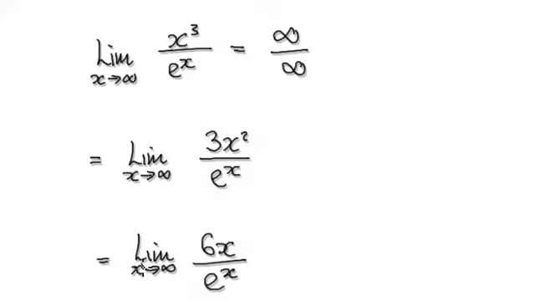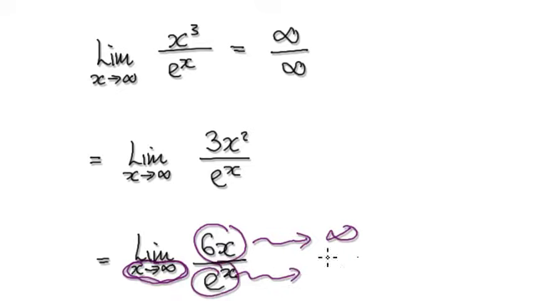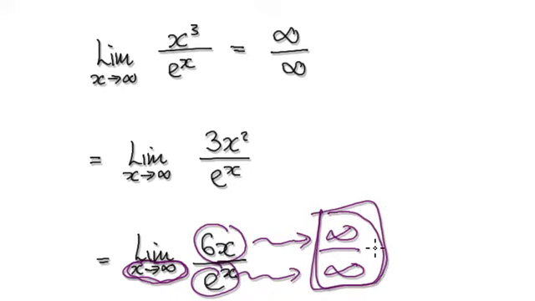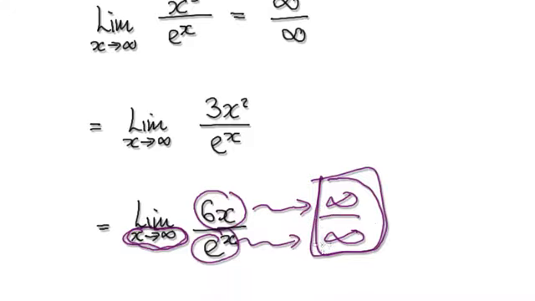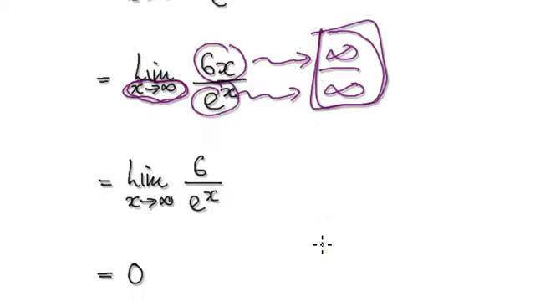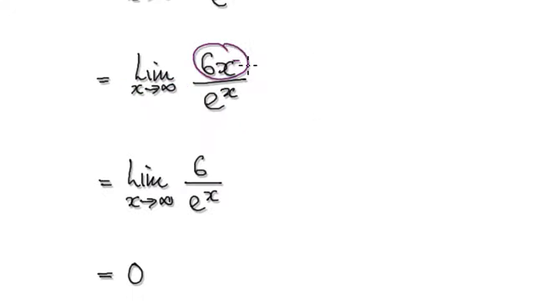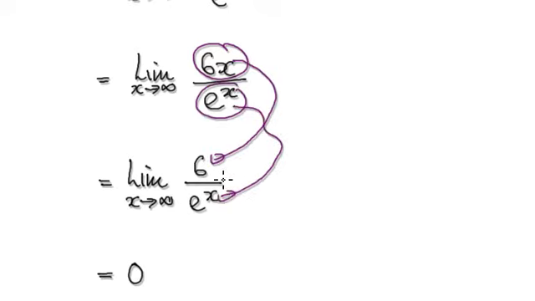Now check. So as x tends towards infinity, this thing here is heading towards infinity. As x tends towards infinity, this thing here is also heading towards infinity. So now we've got another case of infinity over infinity. If we have a case of infinity over infinity, then we can apply L'Hopital's rule again. So differentiate this, that will then give you this. Differentiate this, that will then give you this.